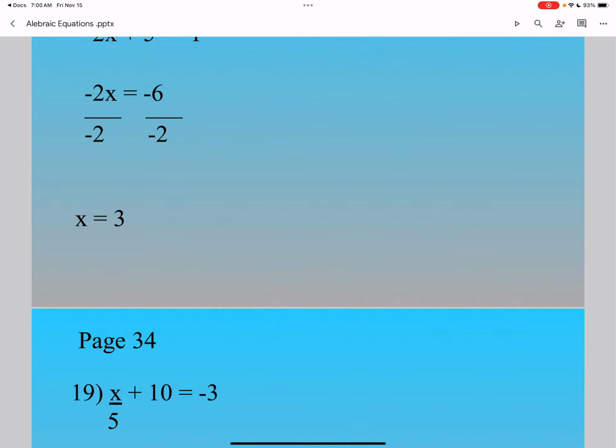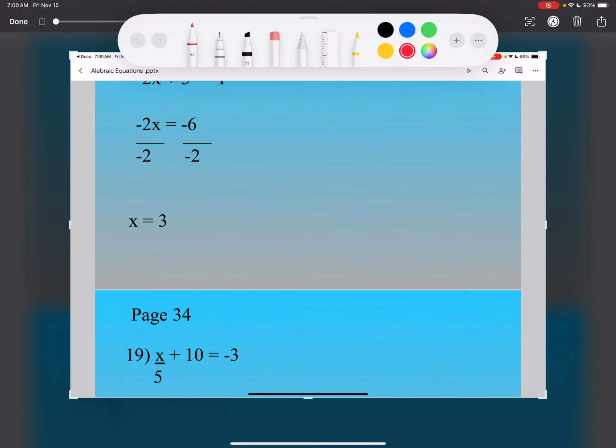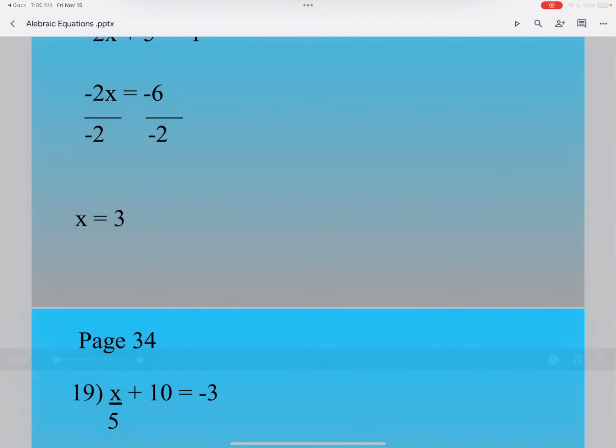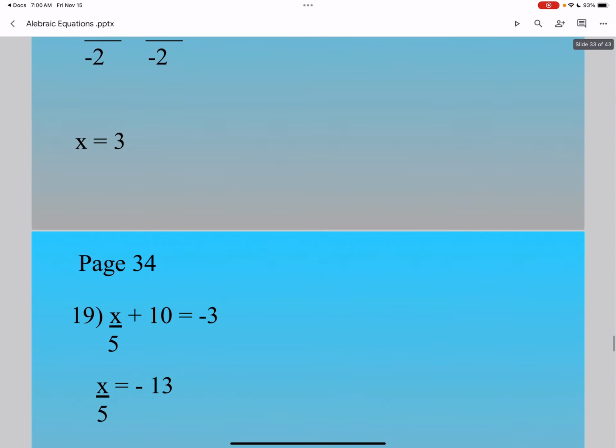Something like this, you don't really like this number over here, okay? And so you're just going to move this plus 10 to the other side. If it changes sides, ladies and gentlemen, that's right, it changes signs. So the plus 10 becomes minus 10. So you ask yourself, what is minus 3 minus 10? And of course the answer is minus 13. That's how I got to that section right over there.